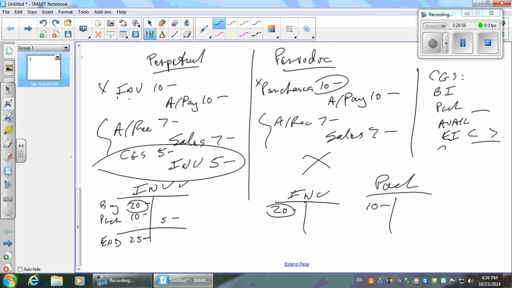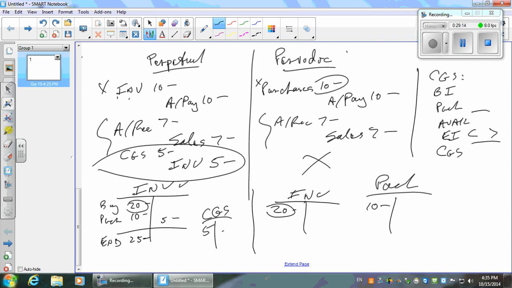What I don't have anymore is called cost of goods sold. In this case, I have a cost of goods sold account that has the 5 in it, don't I? In this case, I don't. Everybody got it? Between the two methods? Perpetual, I've got an account with 5 in it. Periodic, I don't have an account with 5 in it.